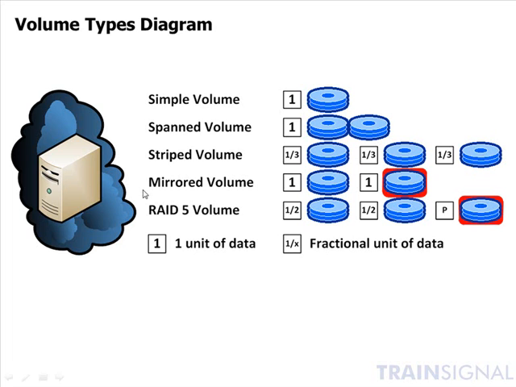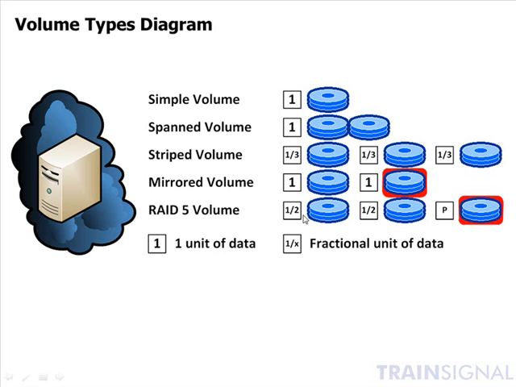Finally, we've got RAID 5. And here you can see that we've written 1 unit of data, but 1/2 of the data goes one place, 1/2 goes to another, and then there's parity that goes to another. Now, with RAID 5, it doesn't actually write 1/2 of the data and then 1/2 of the data in parity to a separate volume, but in essence, that's what's going on from a capacity perspective.